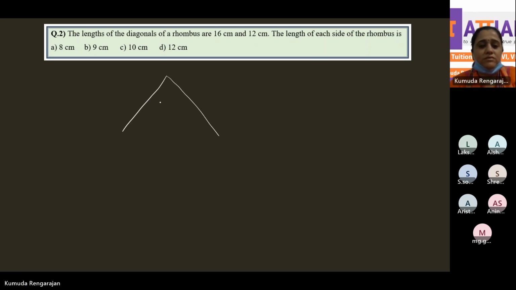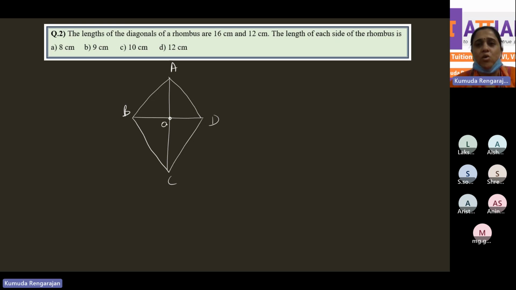Rhombus. This question, you call this ABCD. Diagonals, they meet at O. And we know that the diagonals are perpendicular to each other because that's a property of a rhombus. We are not marking a right angle for our convenience. If AC is 16, it's 8 here and 8 here, 16 by 2. BD is 12, 12 by 2, 6, 6.